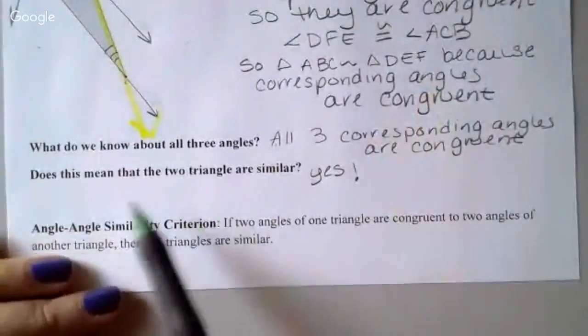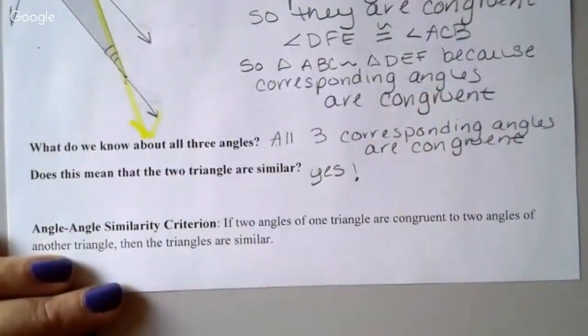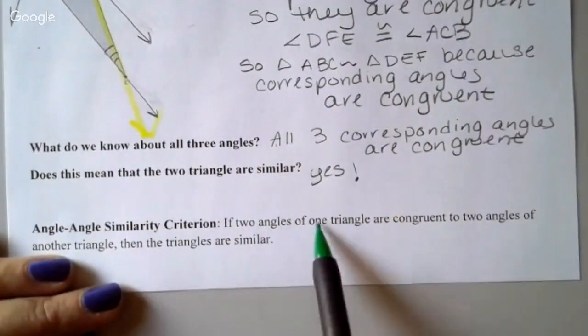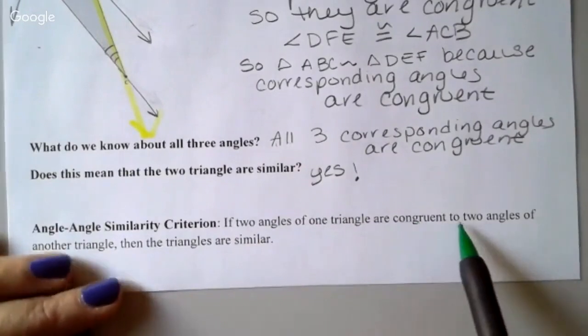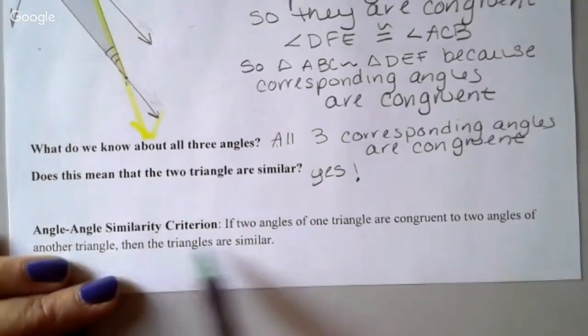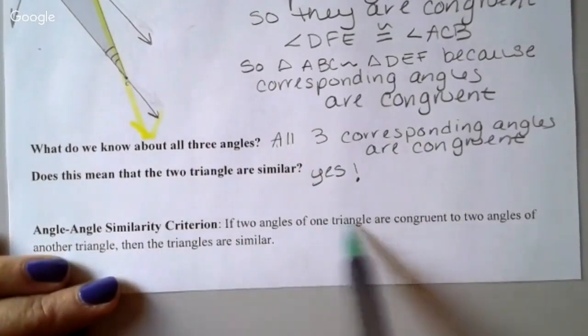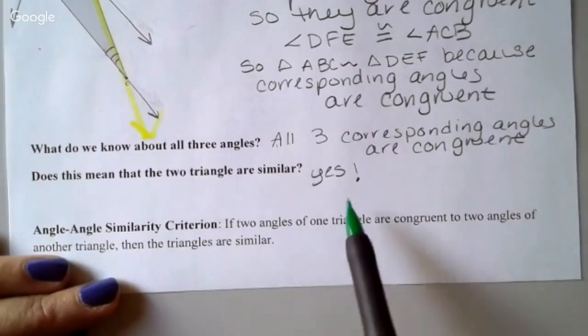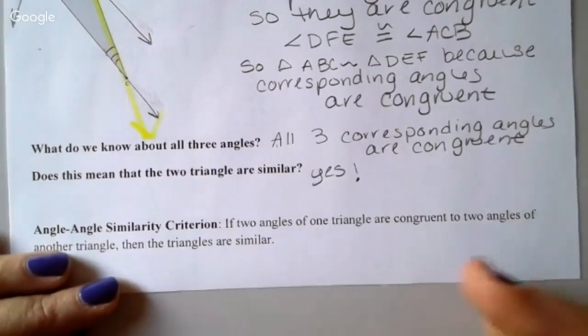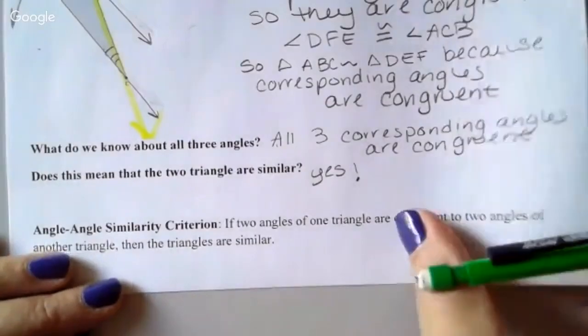That is what's called the angle-angle similarity criterion. If two angles of one triangle are congruent to two angles of another triangle, then the triangles are similar. Because if two of them match up, then the third one has to, because of the fact they all add up to 180. And then you're figuring out that they're similar because of that.